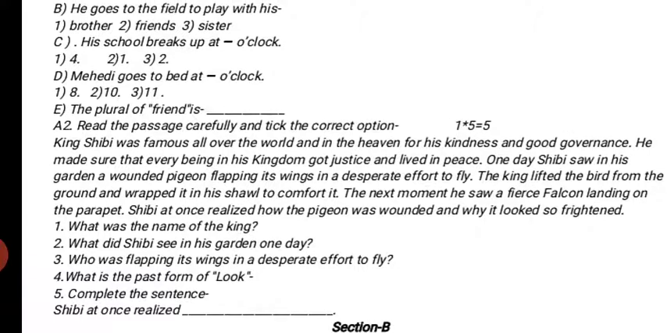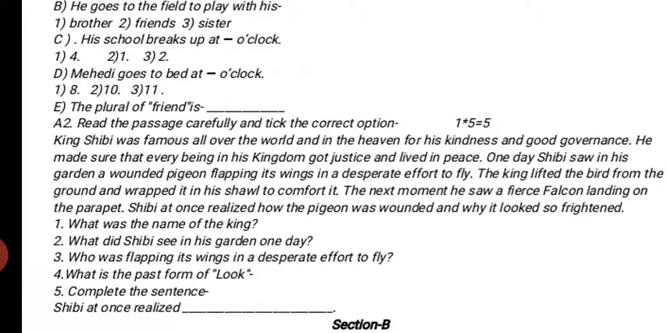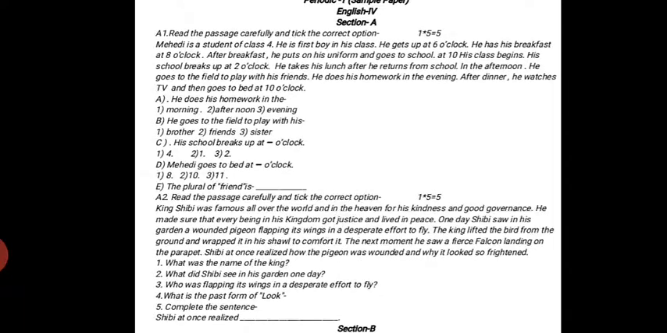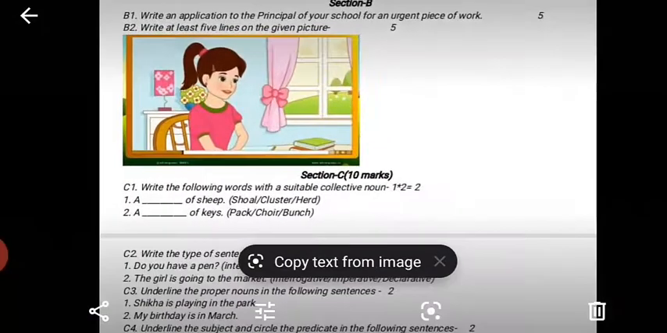What is the past form of look? Past form means second form of verb where we add ed in regular verbs. So here it will be looked. Okay. Complete the sentence: Shivi at once realized how the pigeon was wounded, and why it looked so frightened. If you write why the pigeon was wounded, that will be enough for the answer. So now moving to the next one.